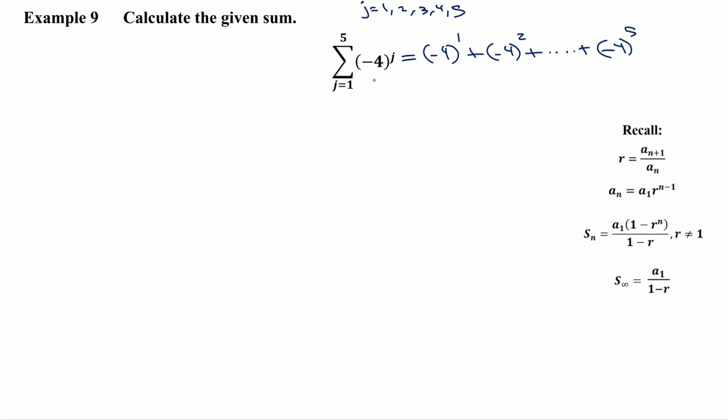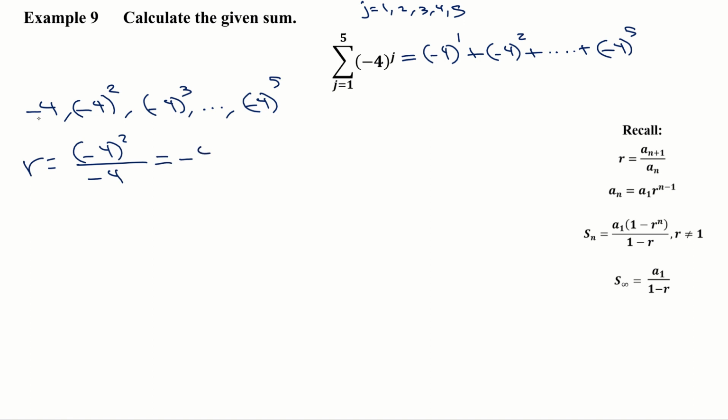So notice, basically, this is a geometric sequence. The first term is negative 4. The next one is negative 4 squared. The next one is negative 4 cubed, etc. And the fifth one is negative 4 to the 5. So what is the common ratio? Each term is being multiplied by negative 4 to get the next one, right? Or you can just use the R formula: divide this term by this term. So we get quantity negative 4 squared over negative 4, which is of course negative 4. And what is the A1 here? That's also negative 4. So we can find the sum of the first 5 terms of this sequence.